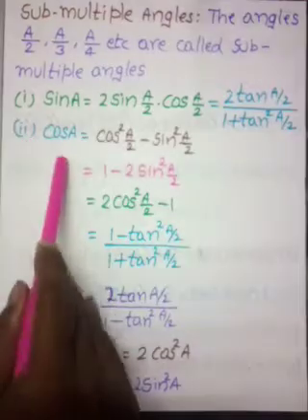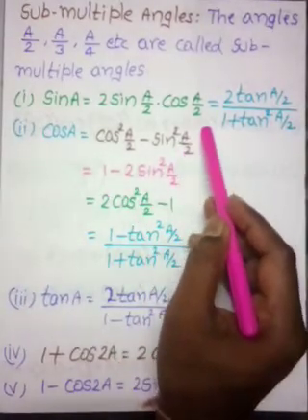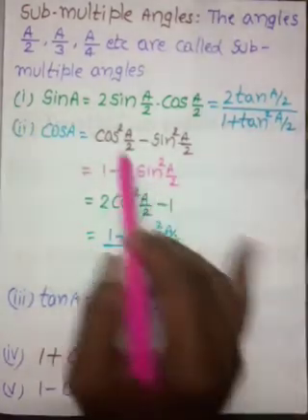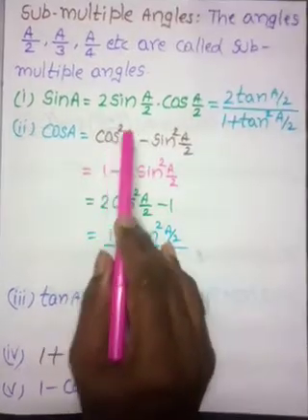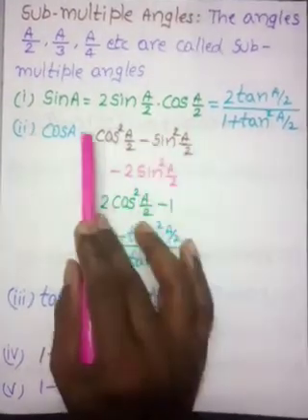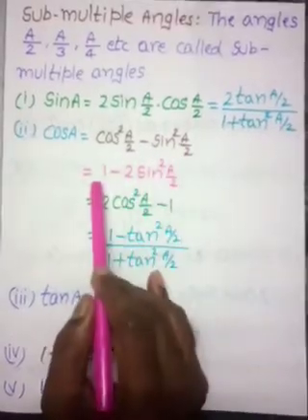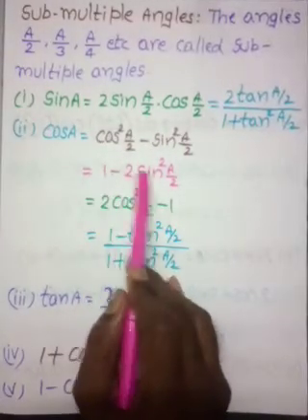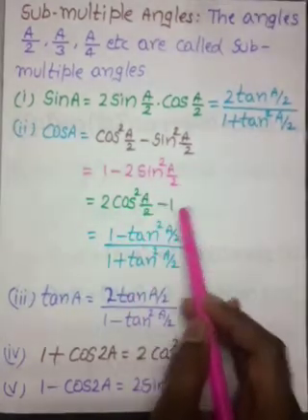Now come to cos a. We have learnt there are 4 formulas for multiple angles. Here also we write 4 formulas for submultiple angles. Cos a is equal to cos square a by 2 minus sin square a by 2. That is equal to 1 minus 2 sin square a by 2. That is equal to 2 cos square a by 2 minus 1.